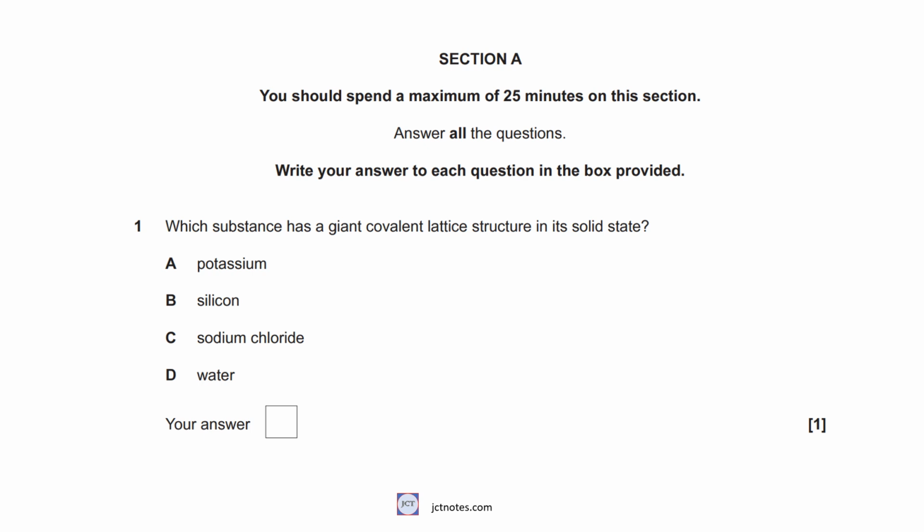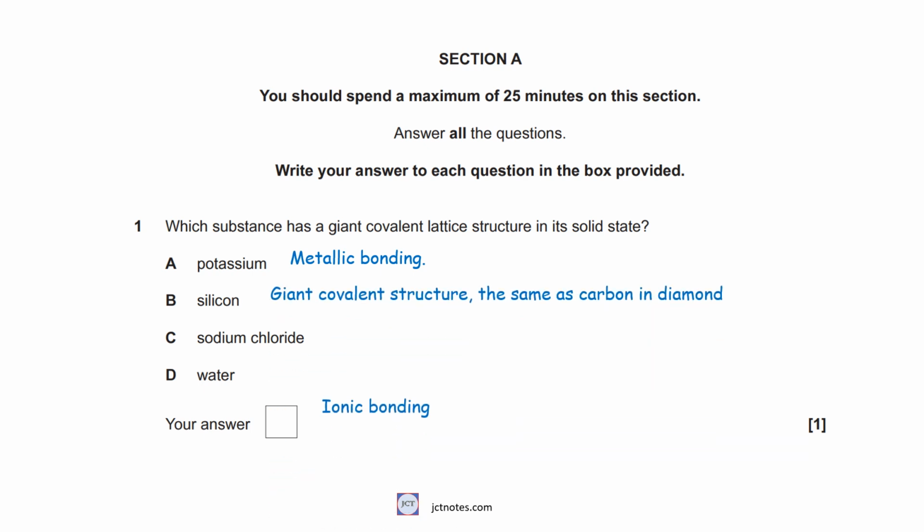We know that potassium is a metal, therefore it has metallic bonding. Silicon is a giant covalent structure, the same as carbon in diamond. Sodium chloride is a salt formed by ions, therefore it is ionic bonding. Water is formed by polar molecules, formed by covalent bonding and linked by van der Waals forces. Therefore, the answer is B.